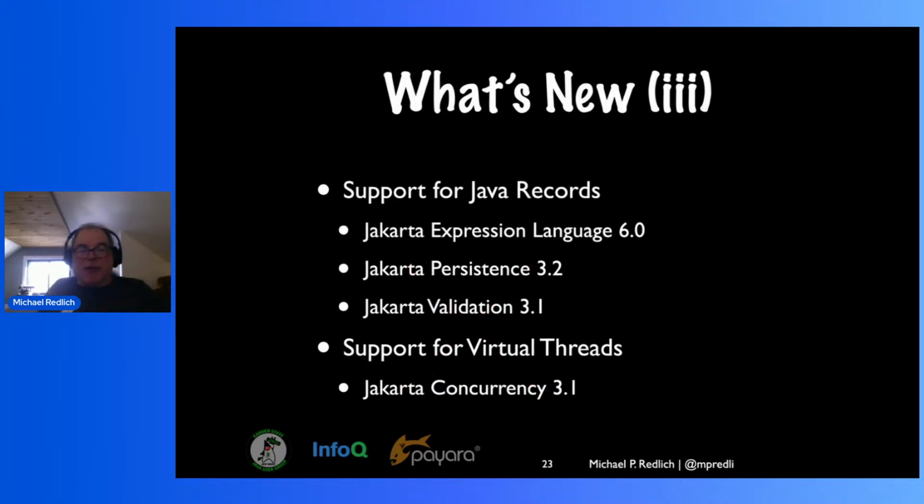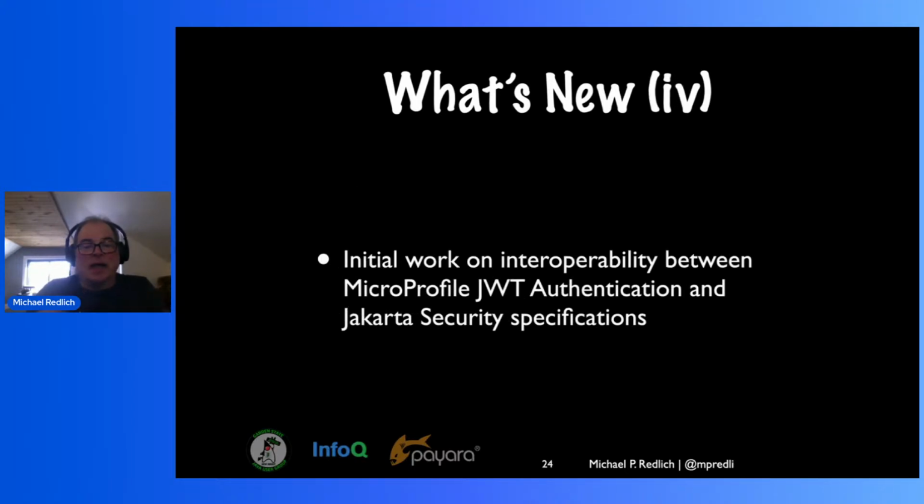More support for Java records. Of course, I think that was final in JDK 16. So these specs here, Expression Language, Persistence, and Validation, support that. I believe there is an effort for some other specs to support Java records. And then, of course, naturally, Jakarta Concurrency now supports virtual threads. And as I touched on before, interoperability between MicroProfile JWT authentication and Jakarta Security.